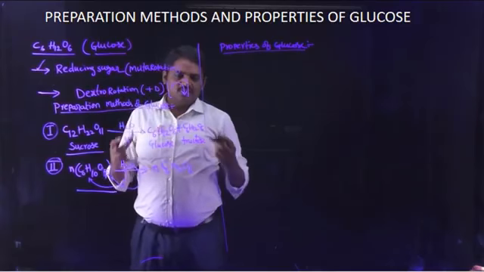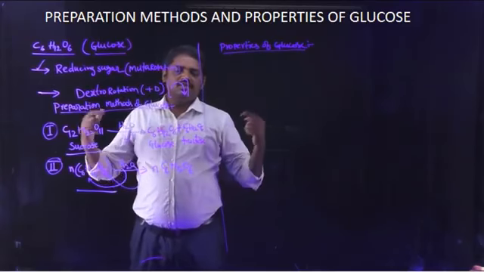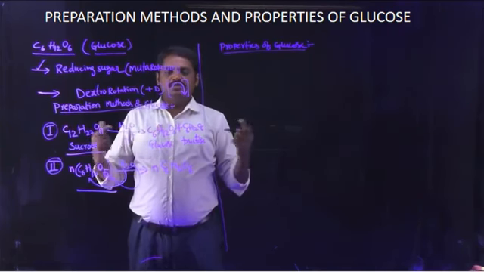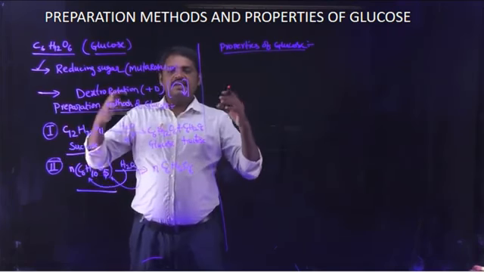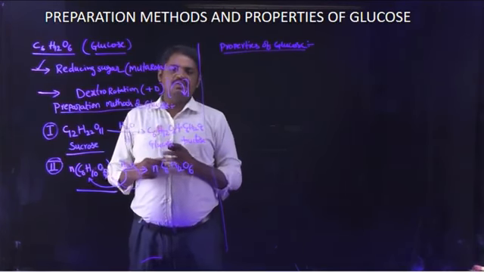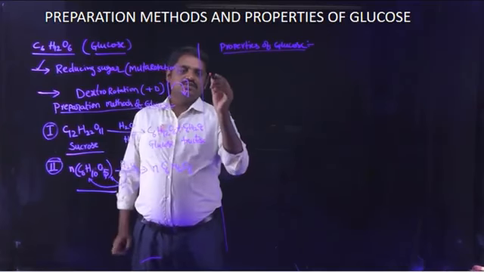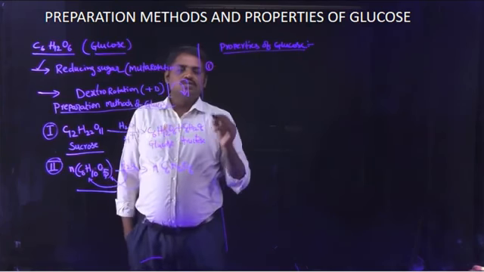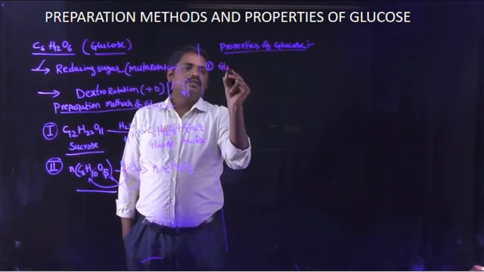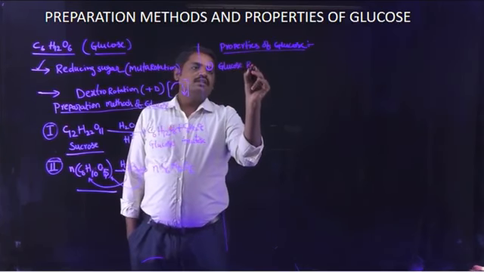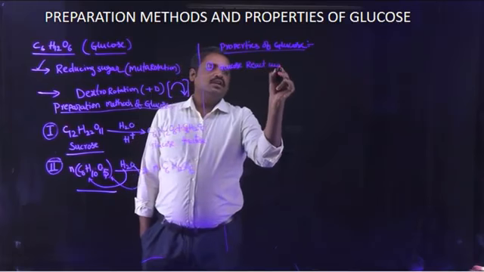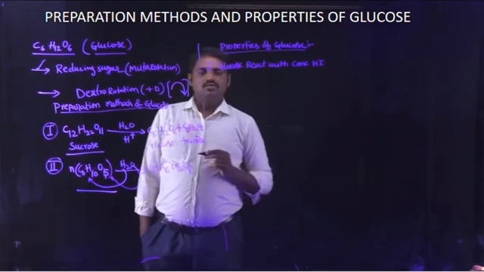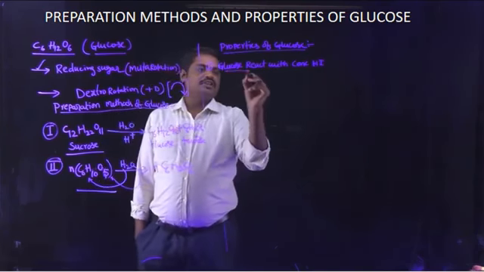It reacts with Tollens reagent and produces a silver mirror. It reacts with Fehling's reagent to produce a red colored precipitate. And so many chemical reactions are involved with this molecule. A few examples. First one, glucose reacts with concentrated HI.